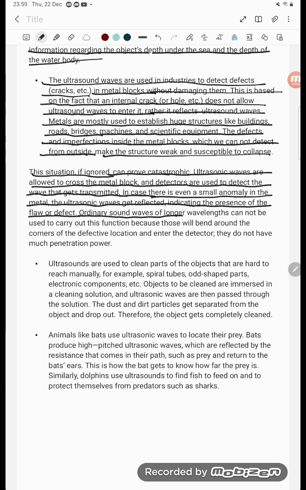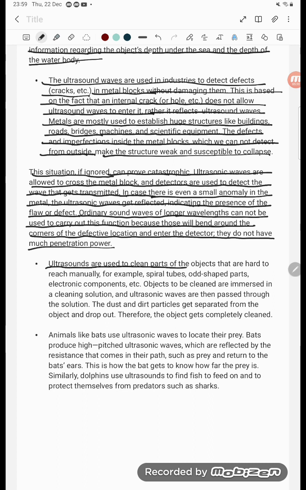Ordinary sound waves of longer wavelength cannot be used to carry out this function because they will bend around the corner of the defective location and enter the detector. They do not have much penetration power.